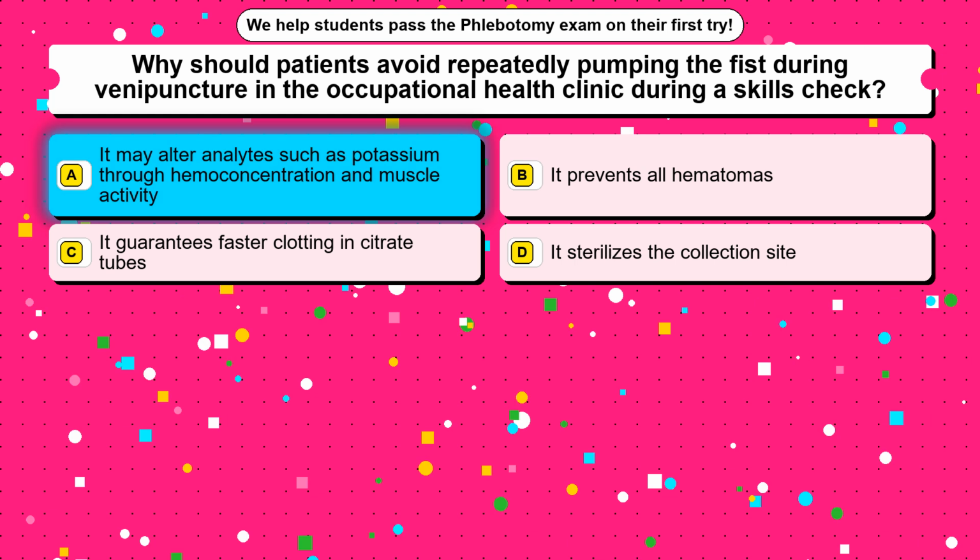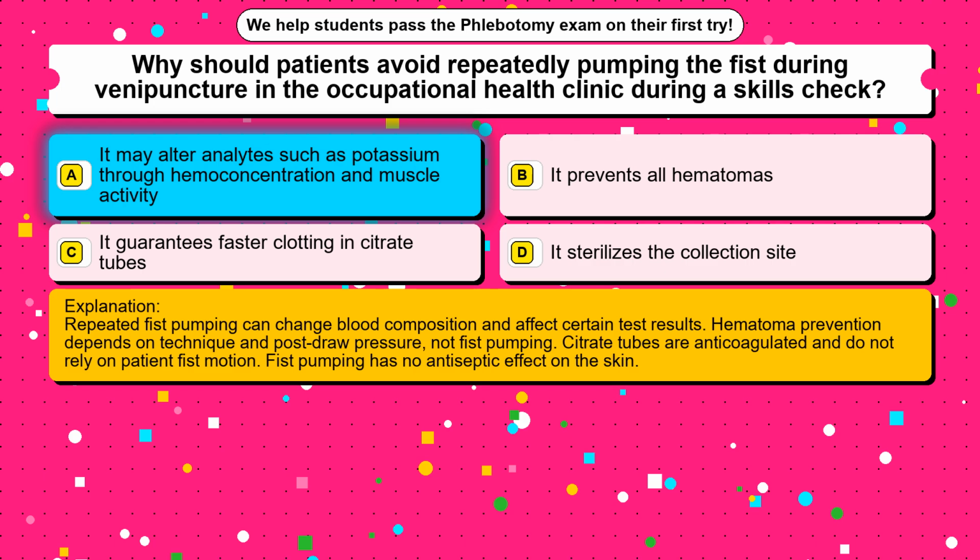The correct answer is option A. It may alter analytes such as potassium through hemoconcentration and muscle activity. Repeated fist pumping can change blood composition and affect certain test results. Hematoma prevention depends on technique and post-draw pressure, not fist pumping. Citrate tubes are anticoagulated and do not rely on patient fist motion. Fist pumping has no antiseptic effect on the skin.